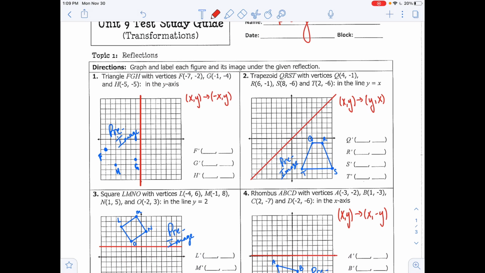So remember, reflections, translations, you don't have to memorize the reflection rules. I just want you to know how to use them. And of course, the translation rules tell you exactly what you need to do in order to find the image from your pre-image.